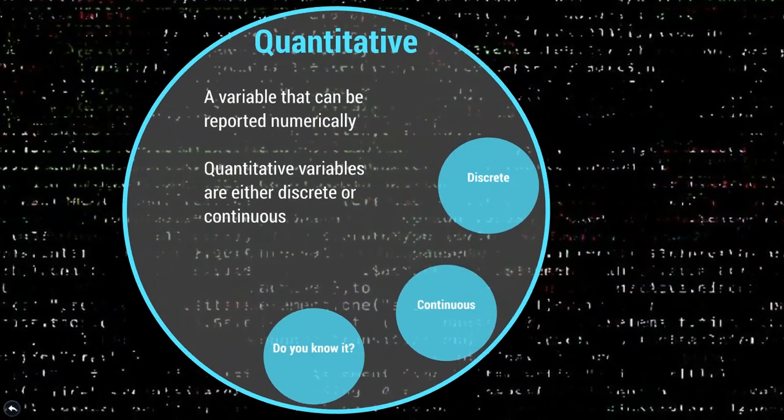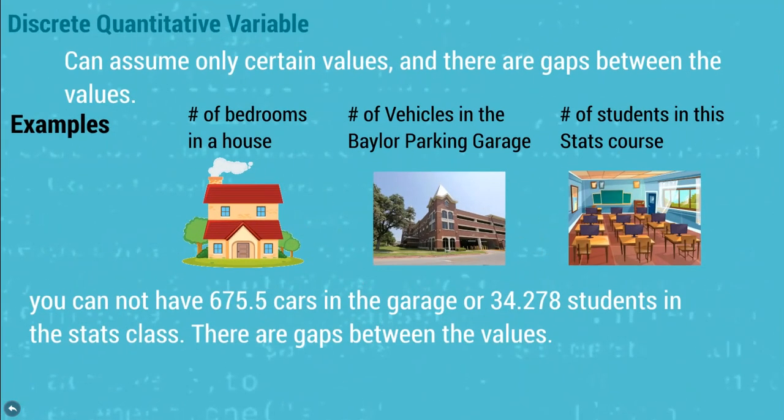So let's get into quantitative. Quantitative is a variable that can be reported numerically. And quantitative variables are either discrete or continuous, and we're going to get into that. So what is a discrete quantitative variable? So a discrete quantitative variable can assume only certain values, and there are gaps between the values.